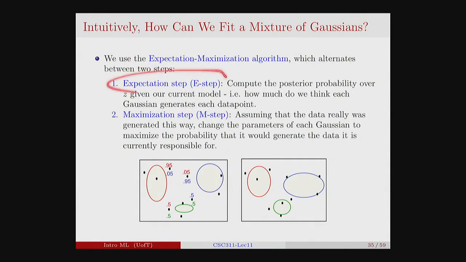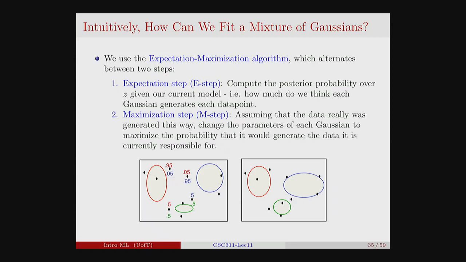So in the expectation step, we're going to compute the posterior probabilities over the latent variables given the current model parameters. And that's going to tell us how much we think each Gaussian distribution generates a data point. And in the M step, or the maximization step, we're going to maximize the likelihood of the parameters of our model given the guesses that we had for the responsibilities of these latent variable distributions.